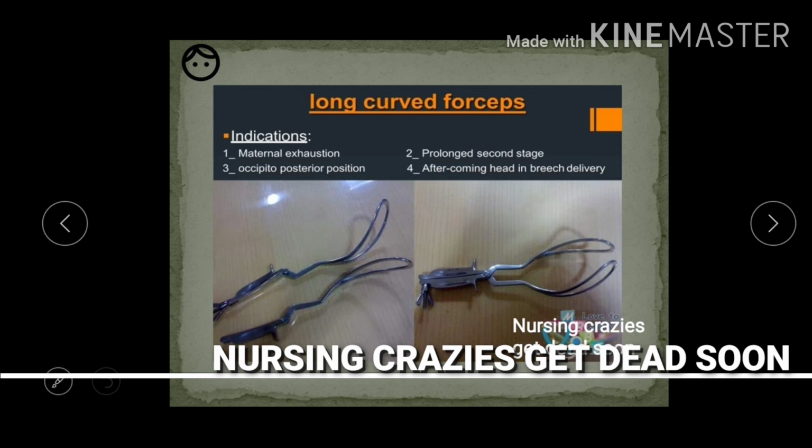The second stage of labor is from full cervical dilatation to the delivery of the baby. In that condition also we are using this long curved forceps. Then the third is occipito-posterior position. If the baby is in the occipito-posterior position, in that condition also we are using this forceps. Then the fourth one is the after-coming head in breech delivery. If the position of the baby is breech, after the delivery of the full body, the head is arrested. In that condition also we are using these curved forceps.